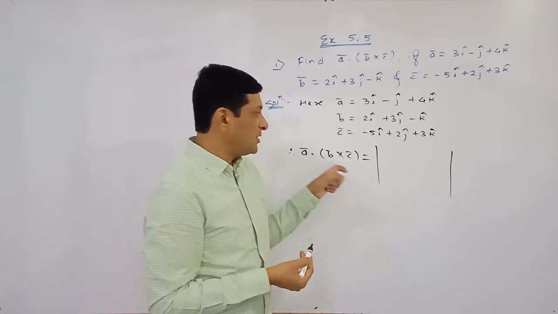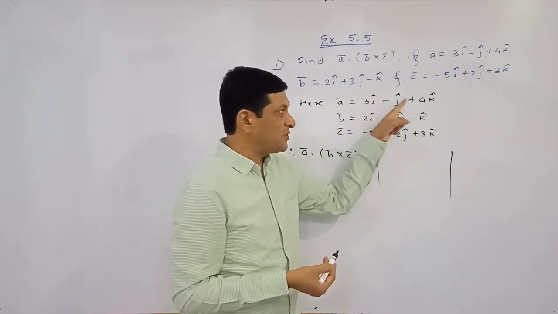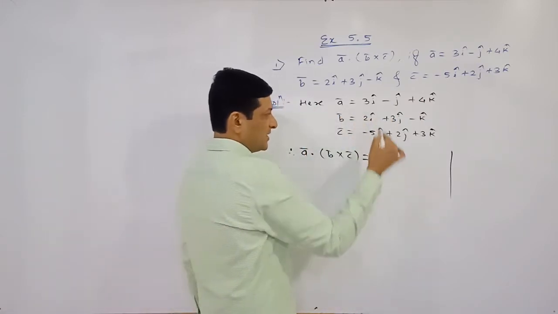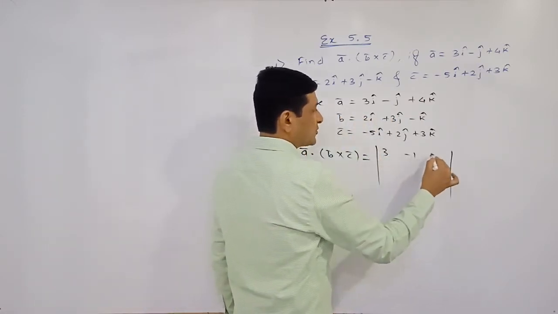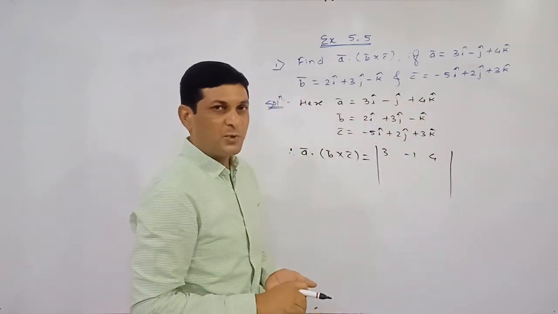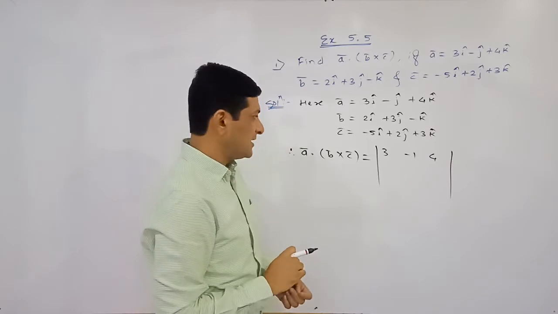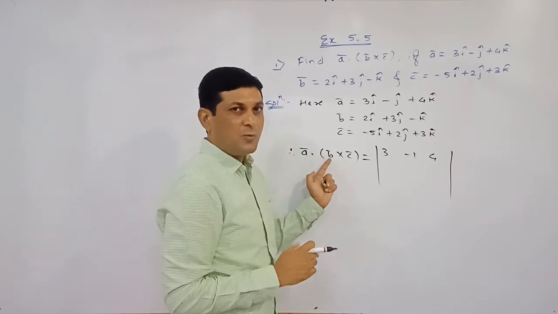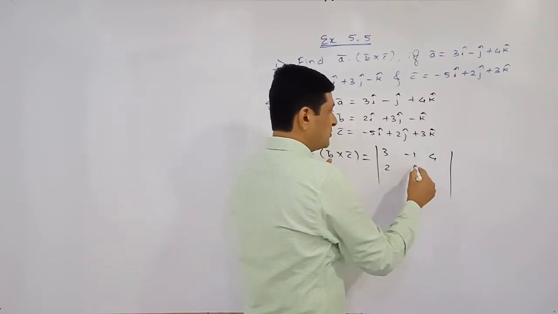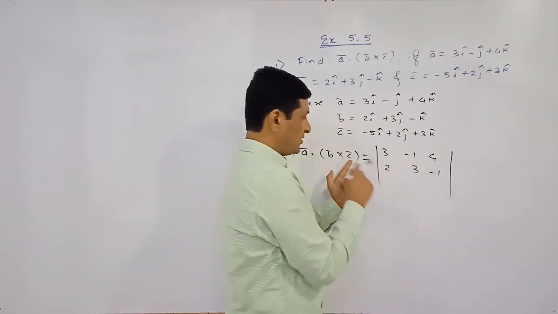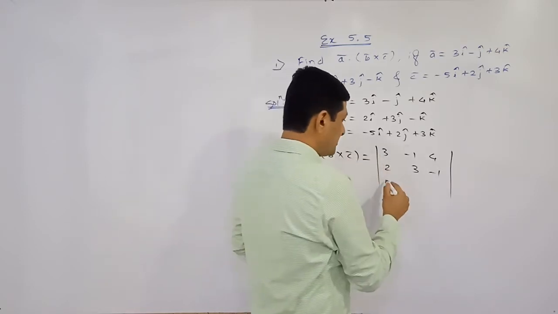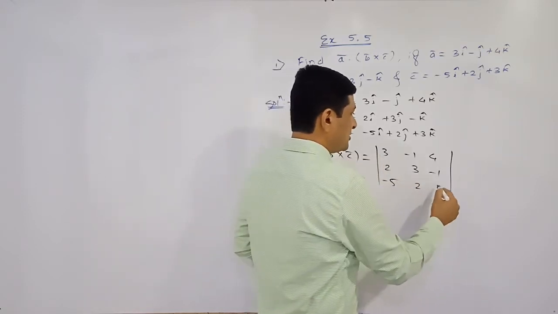In the first row, write down the coefficients of i cap, j cap, k cap from the first vector, which is a bar. So here its coefficients are 3, minus 1, 4. These coefficients are also called components, components along the x, y and z axes. Now in the second row, write down the components or coefficients from the second vector. So here the coefficients are 2, 3, minus 1, and in the third row the coefficients of i cap, j cap, k cap from the third vector. So here the coefficients are minus 5, 2, 3.